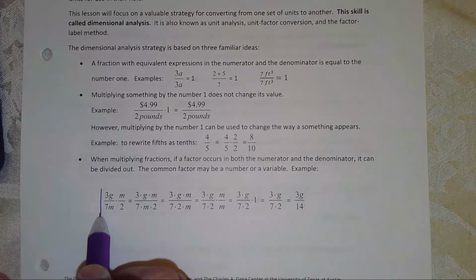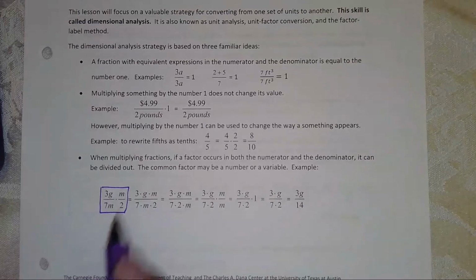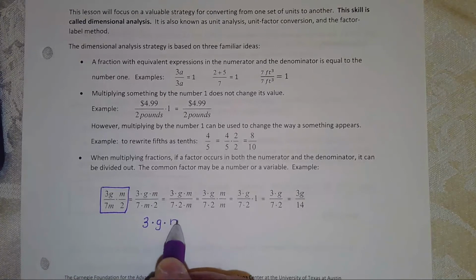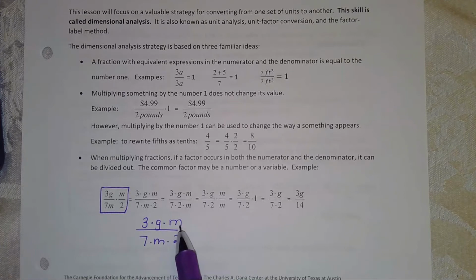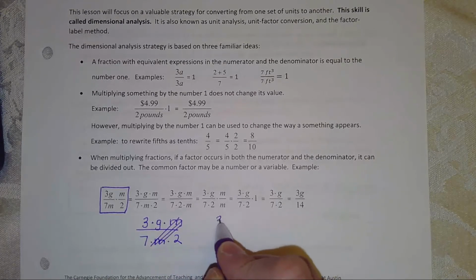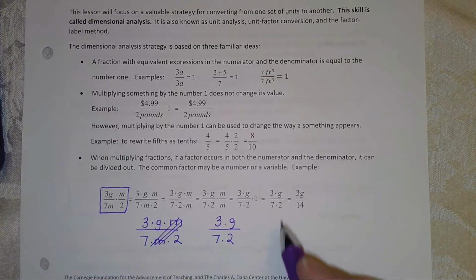So if you have a product, basically you can just make one big fraction because you're going to multiply the numerators times the numerators and the denominators times the denominators. And then this is where you can, again, if you have the same units on the top of the fraction as you do in the bottom, you can reduce those down to 1 and then write the remaining factors in the numerator and the denominator. So that's how they got 3g over 14.